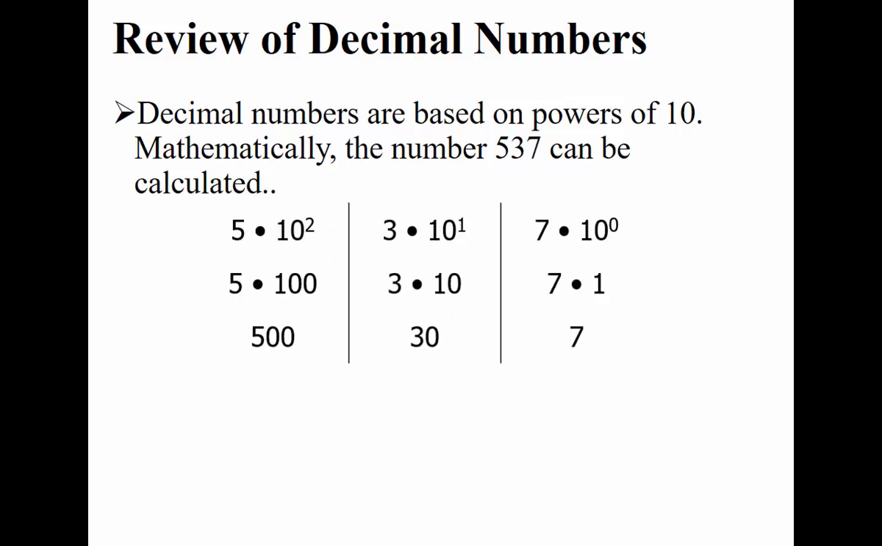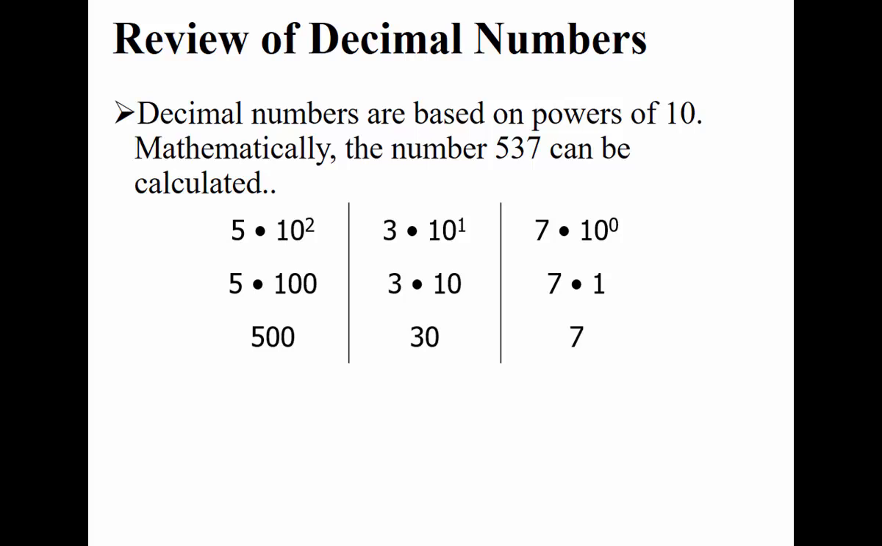Okay, just to review the decimal numbers, I hope I didn't make any mistakes. So if we have 537, we have 5 hundreds. That means 5 times 10 to the power 2, plus 3 times 10 to the power 1, plus 7 times 10 to the power 0. Why are we using 10? Why aren't we using 9? Because it's decimal. Any number system in our life has a base, and in decimal, the base is 10.